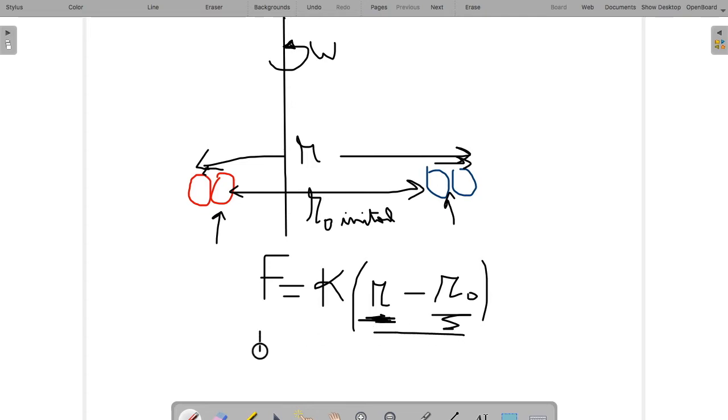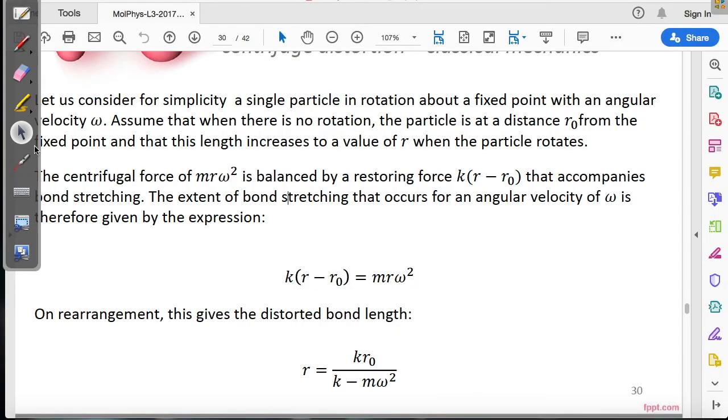So Hooke's law tells us the restoring force of a spring, in this case the bond is considered like a spring with a certain force constant k, is k(r minus r0), or k times elongation. So you put these two equal together, and by rearranging, you multiply k r minus k r0, and then you solve for r, and you get r equals k r0 over k minus m omega squared. It's just simple algebra.